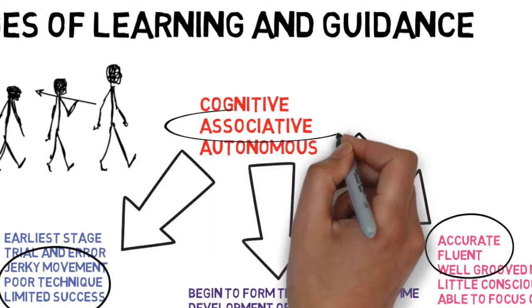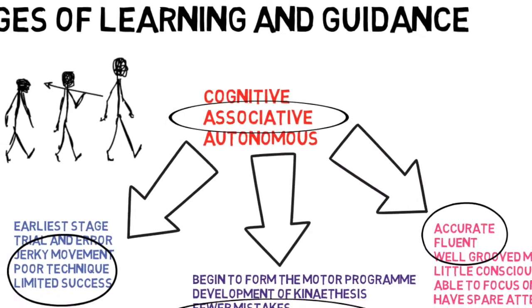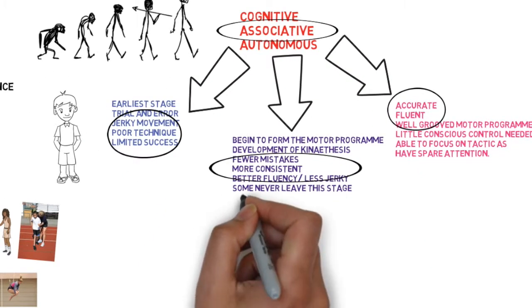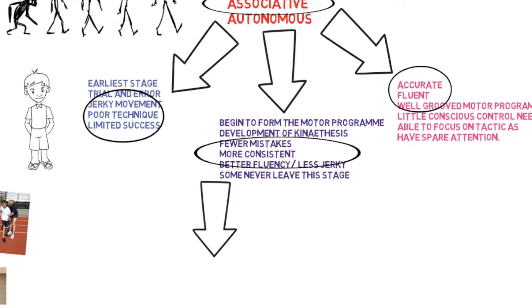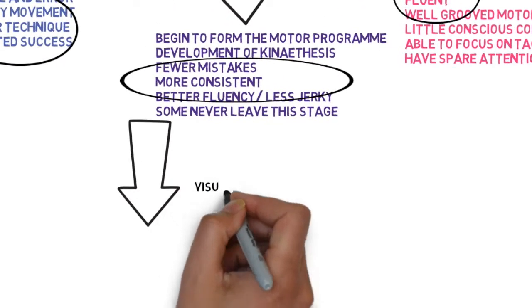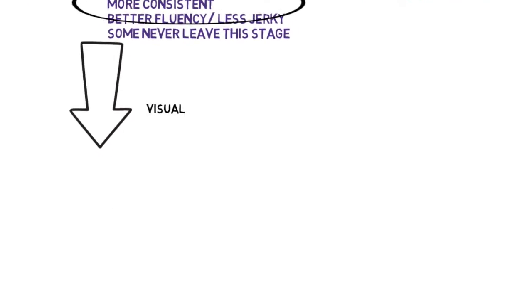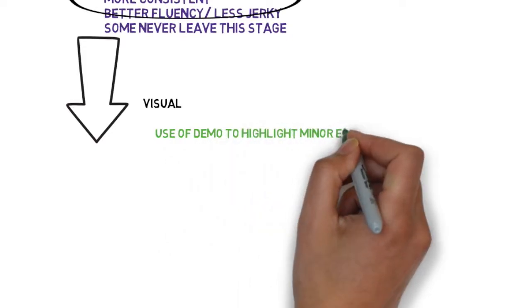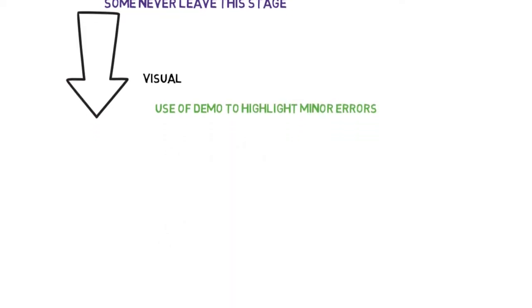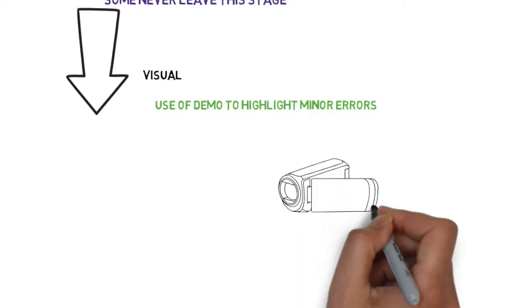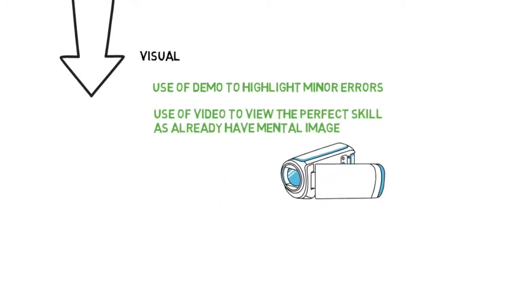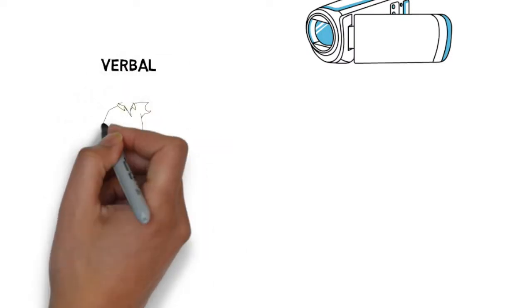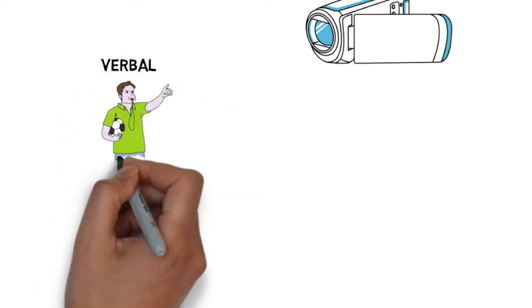Now let's look at the associative learner. So this one is a slightly higher level, a slightly better skill, more consistent in their performance, but they're not an expert just yet. So let's have a look at this then. So the visual. In this we're saying yes to a demonstration, but it's to highlight minor errors. We could say yes to video analysis. Again, this is to view the perfect skill, as they've already got a mental image, so they don't need to know what it looks like, they just need some further progression.